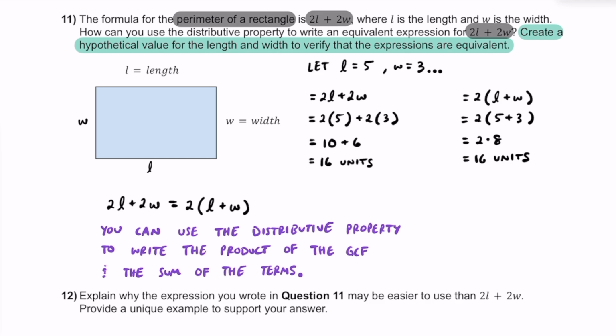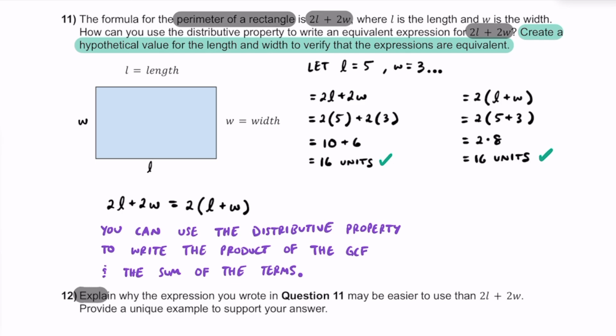So no matter which way we do this, using the original expression or our factored or reverse distributive property expression here, we do get the same answer using our hypothetical values of 5 and 3. This should give us confidence that we did a good job with our distributive property understanding here, and we just verified using 2 hypothetical values. Again, you did not have to choose 5 and 3, you could choose any 2 numbers you'd like.